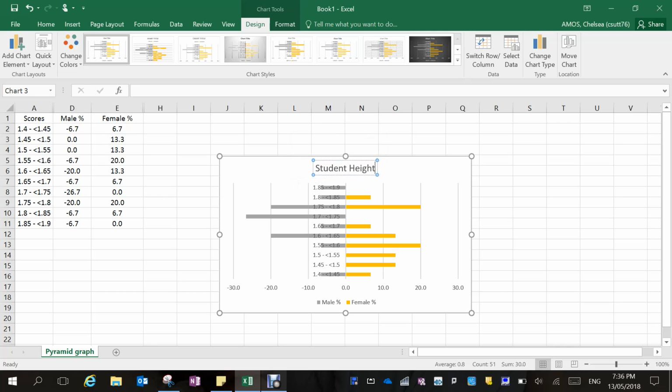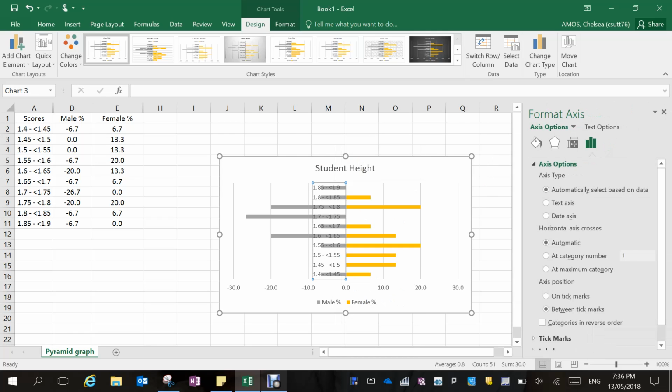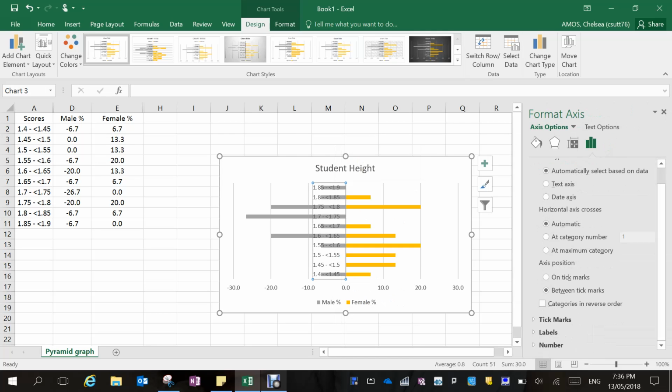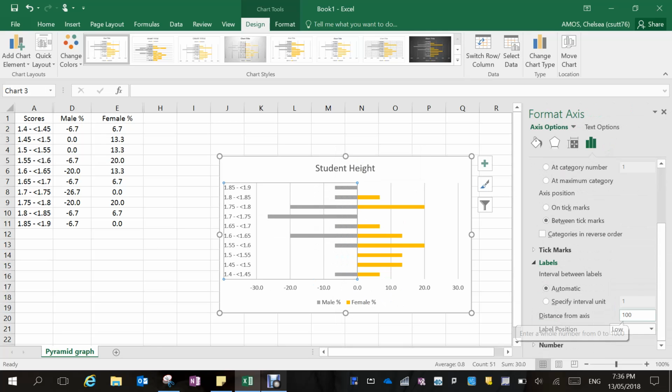And I need to move some things around first before I can make this pyramid chart complete. So I'm going to highlight the scores. I'm going to right click and go to Format Axis. When you go to Format Axis, I want you to find the labels, and you're going to change that label position to low. What that does is it moves those scores to the left hand side away from the data set.